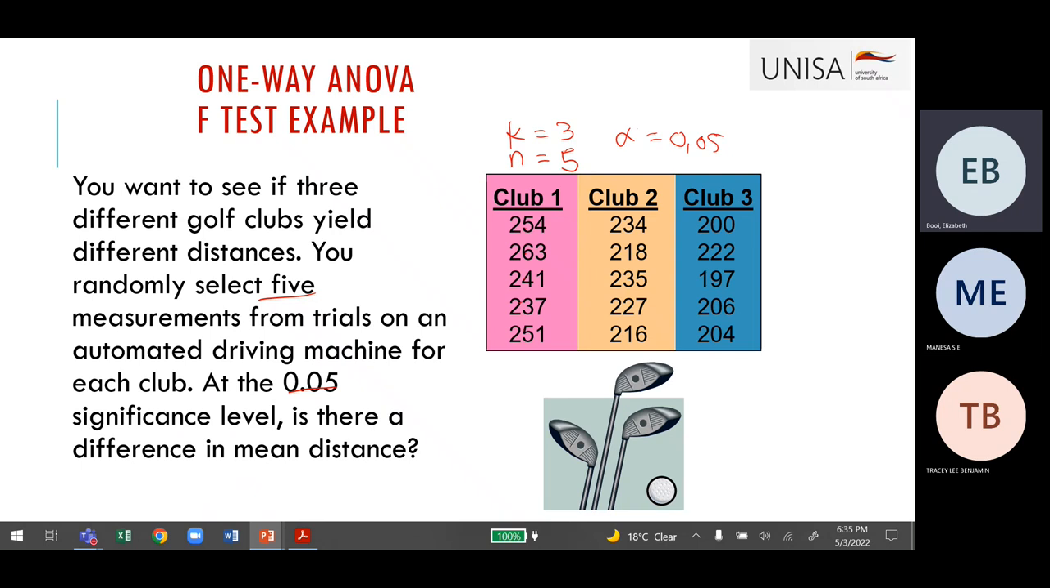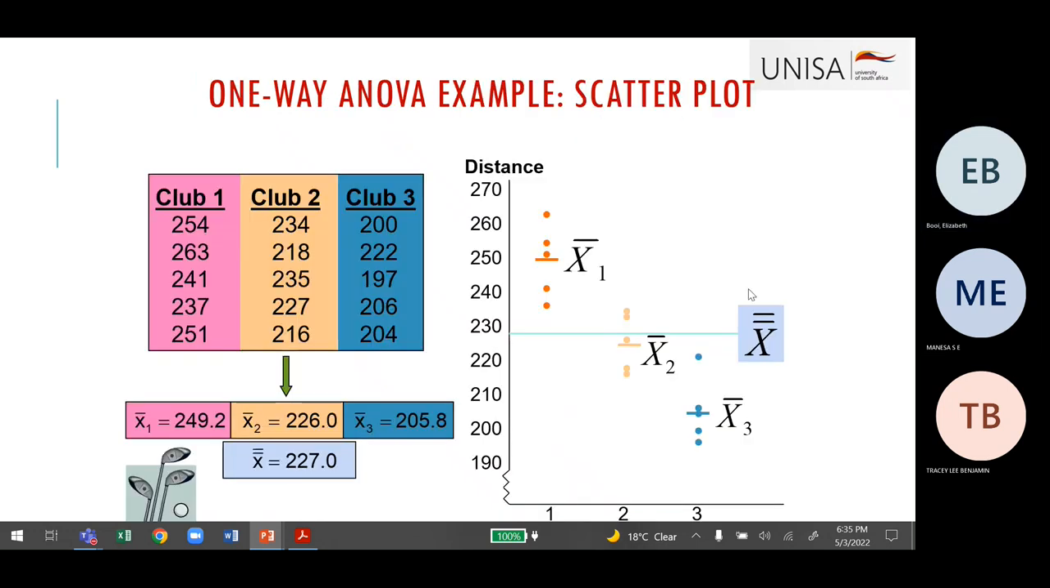So now let's start doing the hypothesis, because the question is: is there a difference in the mean distance? We just need to find out if there are differences among the three groups that we have. The first thing I can do is visualize the data so that I can see where the points are. You don't have to do that in your exam.